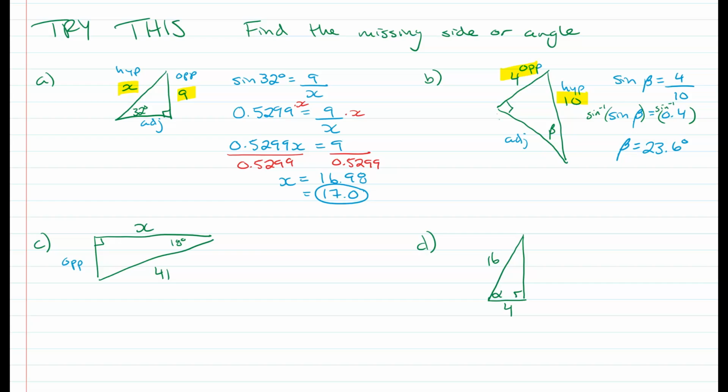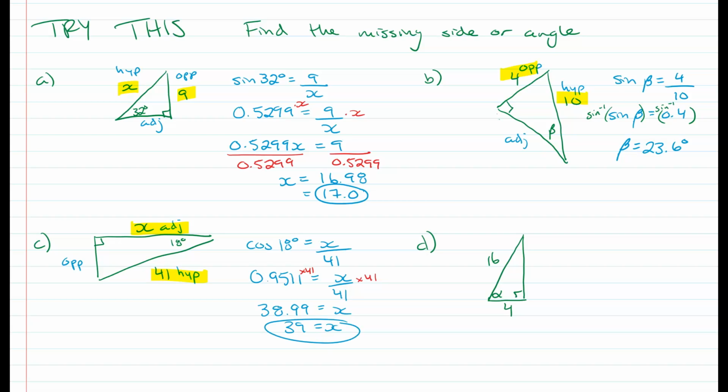Let's look at C. Label the triangle: opposite, adjacent, hypotenuse. Set up my ratio. I want the adjacent and I have the hypotenuse. So the thing that involves adjacent and hypotenuse is cosine. So cosine of 18 degrees equals the adjacent x over the hypotenuse 41. I'm going to find the ratio on my calculator by punching in cos 18. I get 0.9511 equals x over 41. Going to get rid of the fraction by timesing by 41. And I end up with 38.99 equals x, so that's 39.